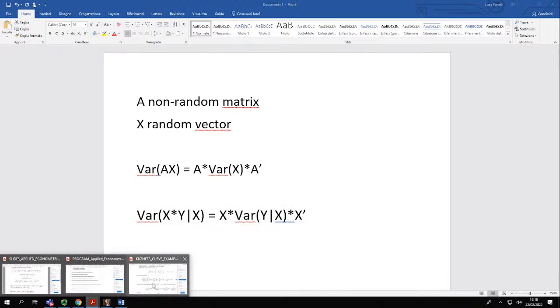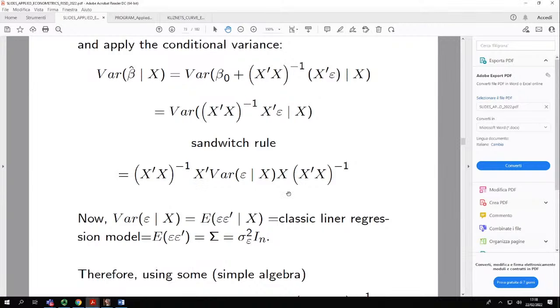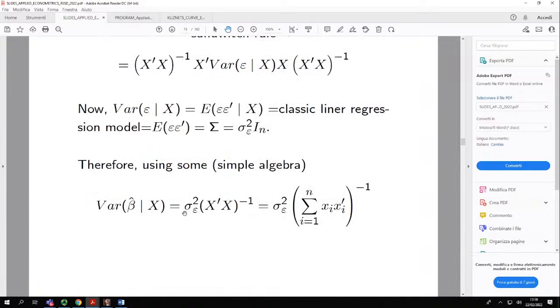By simple algebra, I have this term here. This is the same term prime according to the sandwich rule. And at the end of the day, it remains inside the sandwich, this expression. What is this expression? This is simply our big sigma matrix. The big sigma matrix in the classic linear regression model is scalar sigma square epsilon times identity. If you plug in this term here, you end up with this expression. And if you like notation with indexes, you have the other way of writing.